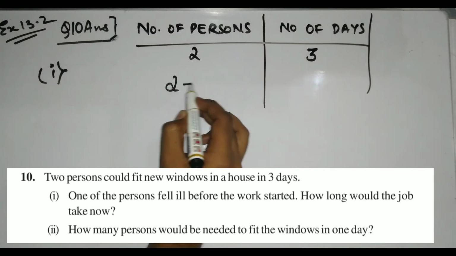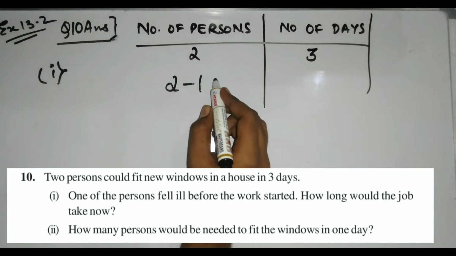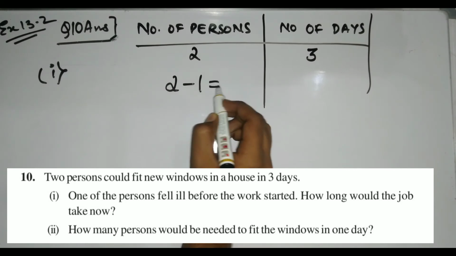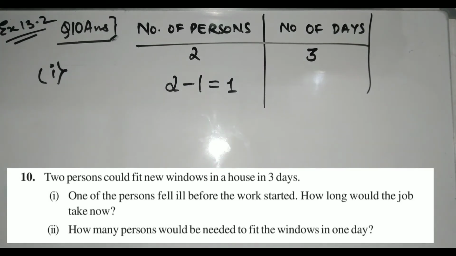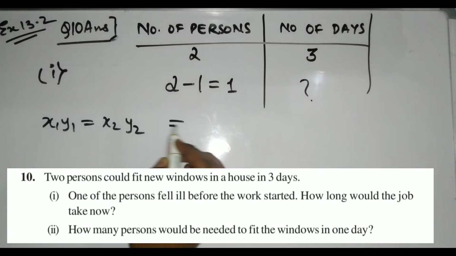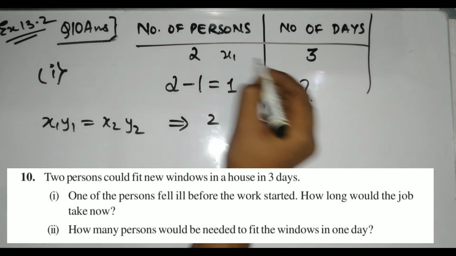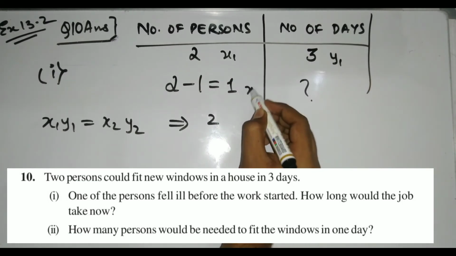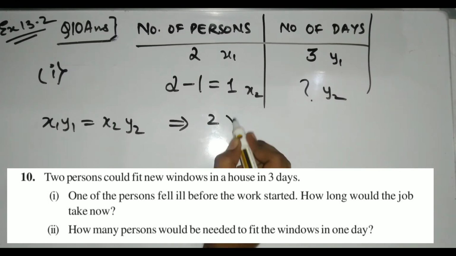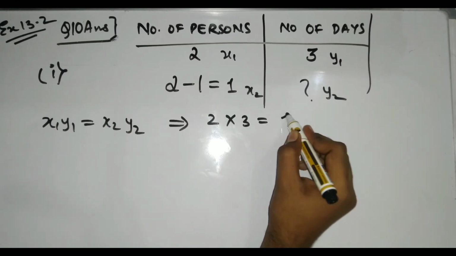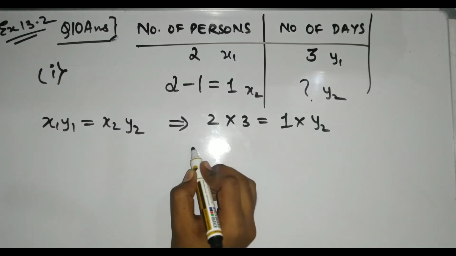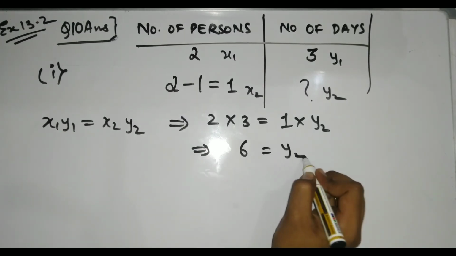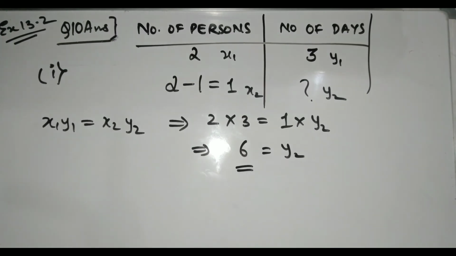From 2 persons, if 1 person is ill for some reason, it becomes 1. So how many days will it take? That is the question. Again inverse proportion. So x1 y1 equals x2 y2. This is x1, this is y1, this is x2, this is y2. So 2 into 3 is equal to 1 into y2. From this I'll get the answer as 6 equals y2. So the number of days required is 6.